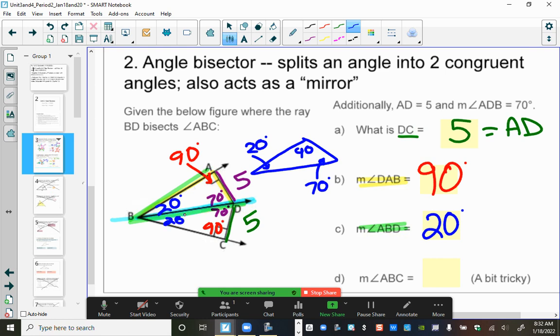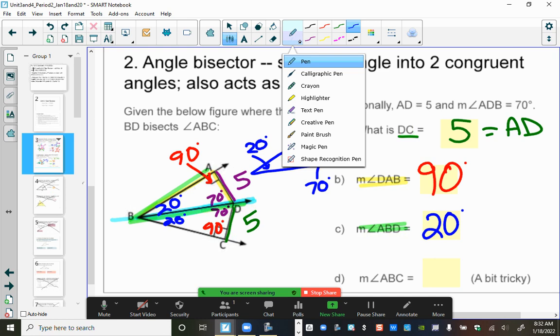Now, the last thing I wanted was the angle ABC. Again, this is where the highlight is going to come into play, or the colored pencils. Some of us like colored pencils. That's an option too going forward.